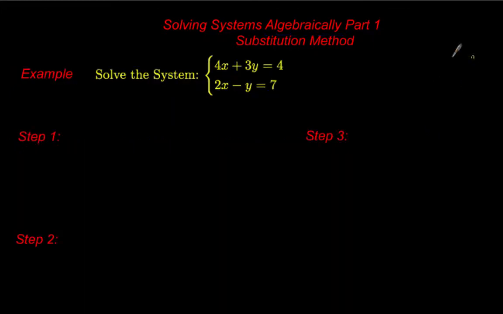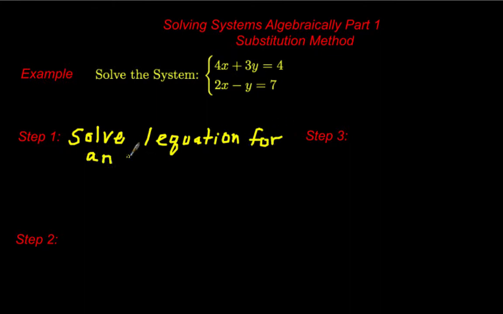Okay, so let's look at the system. Let's solve the system 4x plus 3y equals 4 and 2x minus y equals 7. There are a couple of things here we could do. This one is in standard form, and it appears we could get this in slope-intercept form. So step number one, we want to solve one equation for an unknown. You've got to pick your equation.